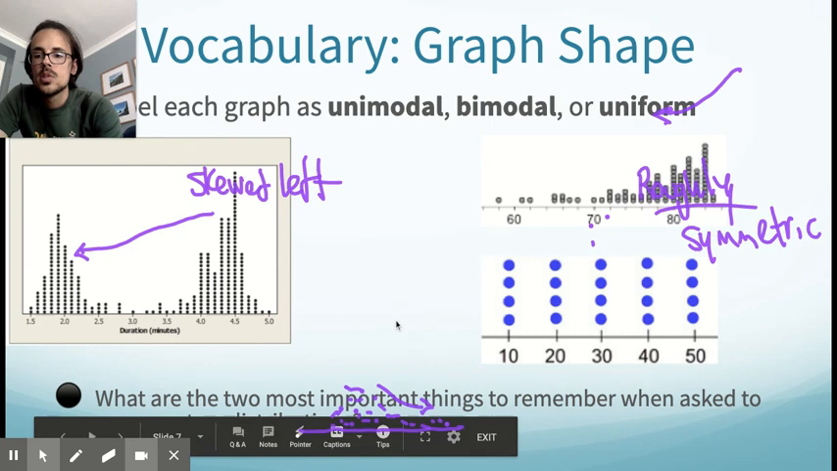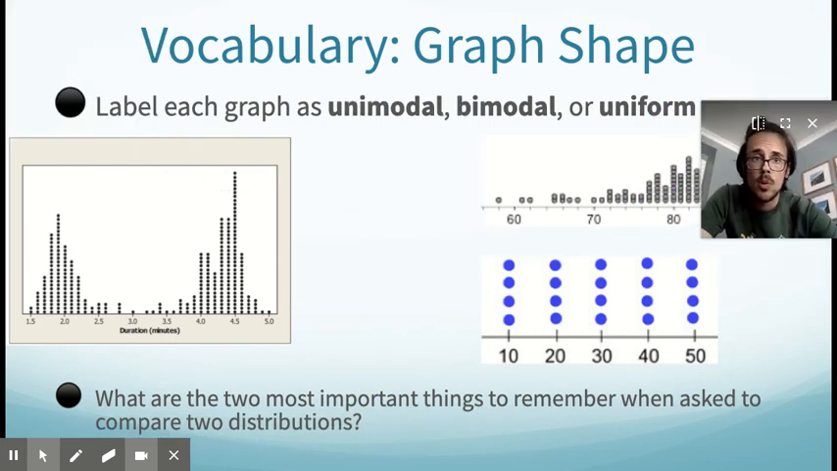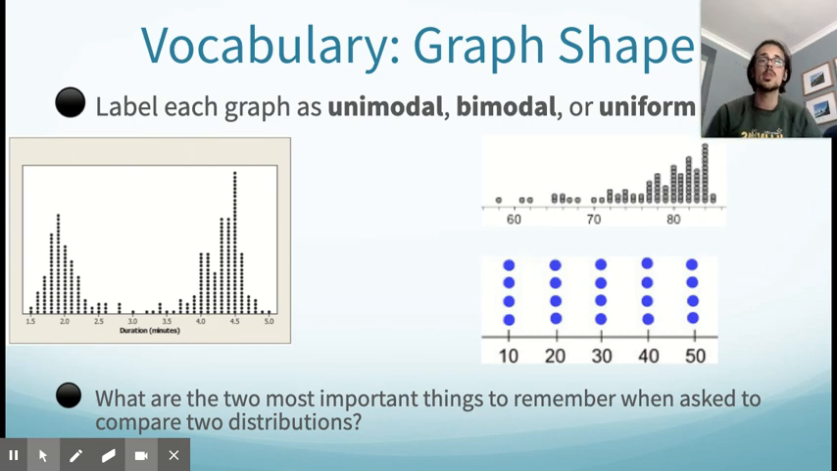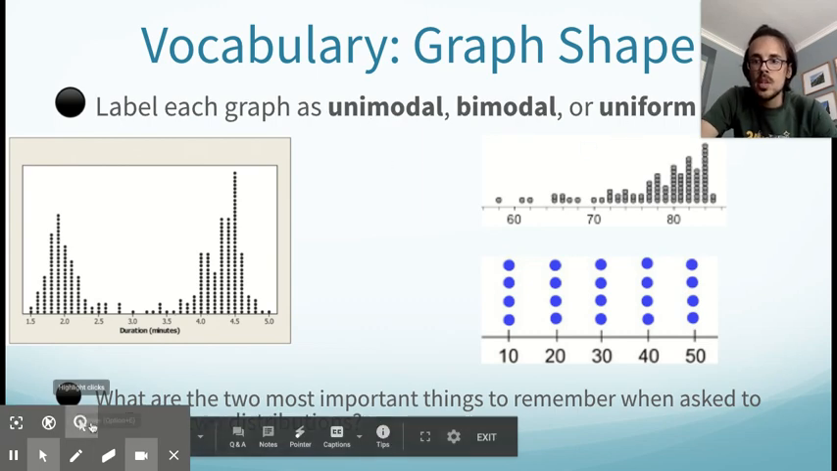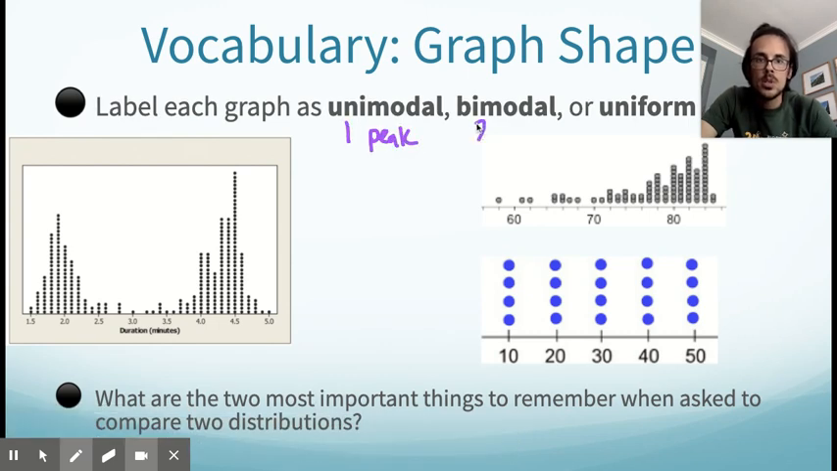There's other words that we also use to address shape. All of the things that I just talked about right there were examples of vocab for shape. So are these words right here: unimodal, bimodal, and uniform. Unimodal means one peak to the graph. Bimodal means 2 peaks to the graph.